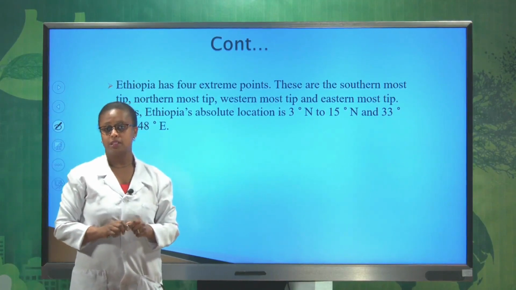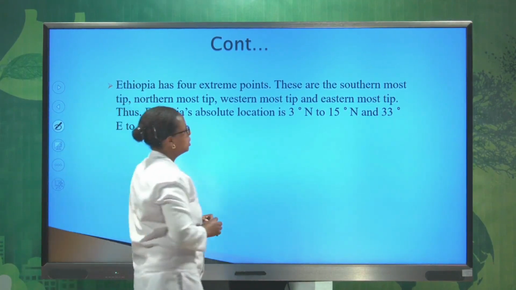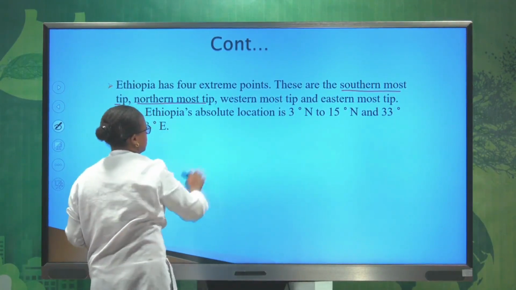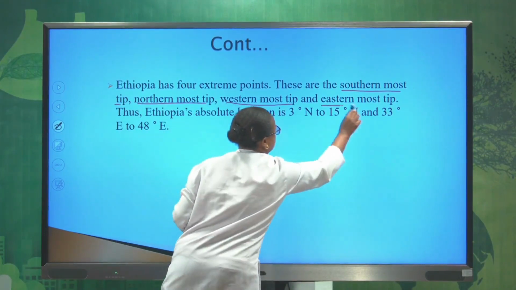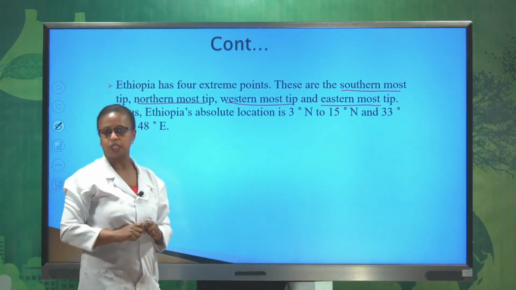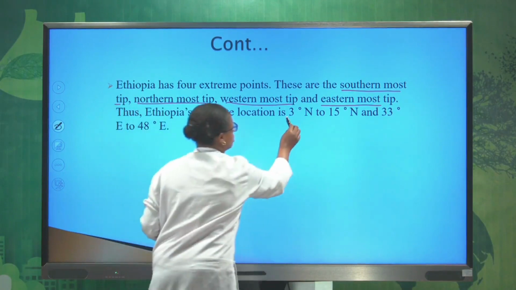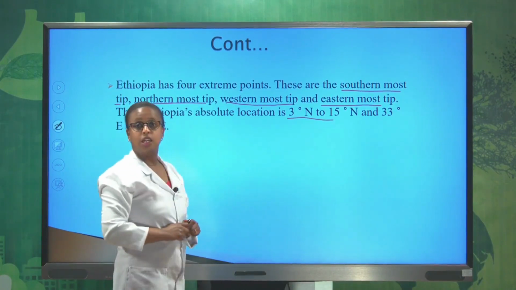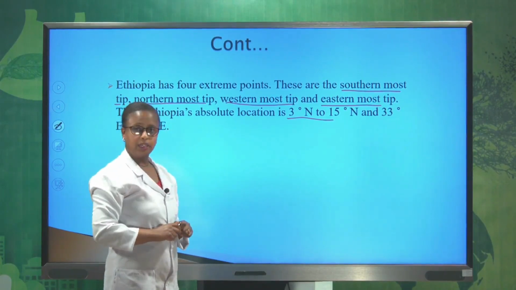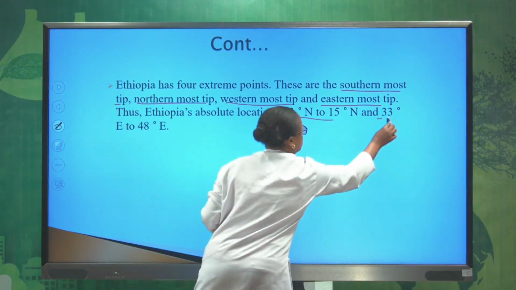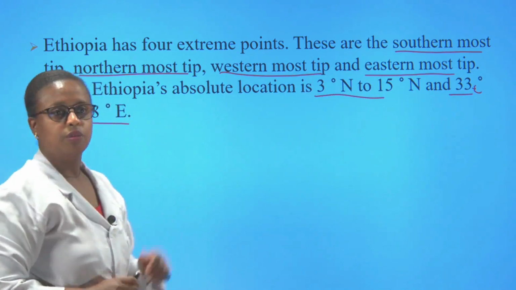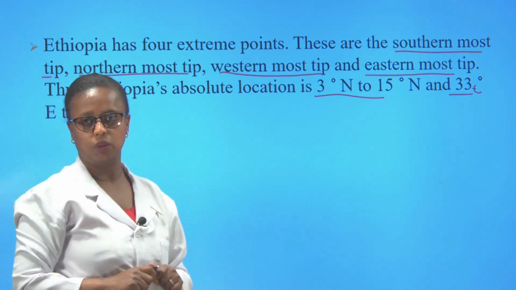Ethiopia has 4 extreme points. These are the southernmost tip, the northernmost tip, the westernmost tip, and the easternmost tip. Based on these 4 extreme points, the absolute location of Ethiopia is 3 degrees north to 15 degrees north of the equator. This is the latitudinal location. Longitudinally, it is located 33 degrees east to 48 degrees east of the meridian. This is the absolute location of Ethiopia.